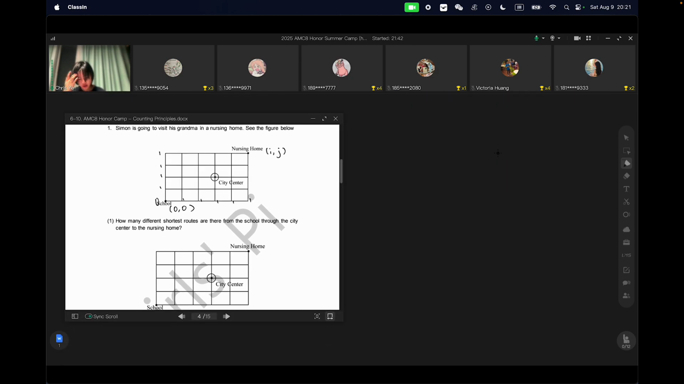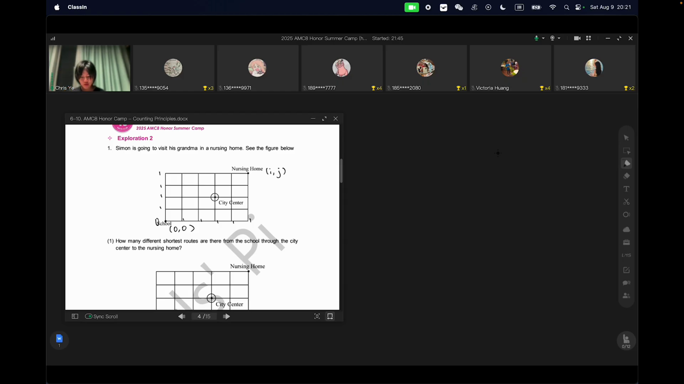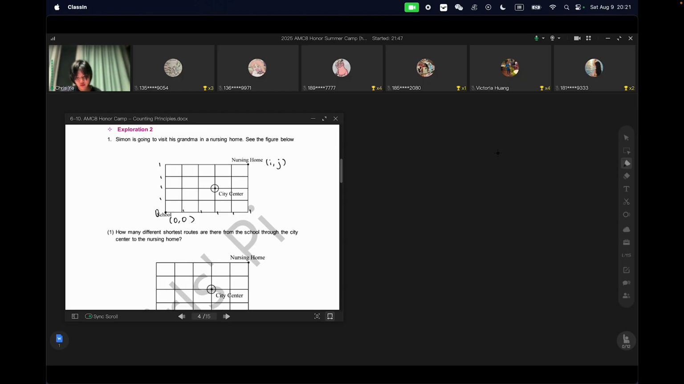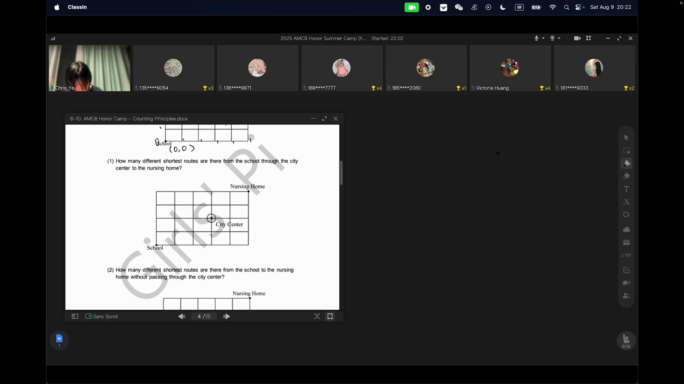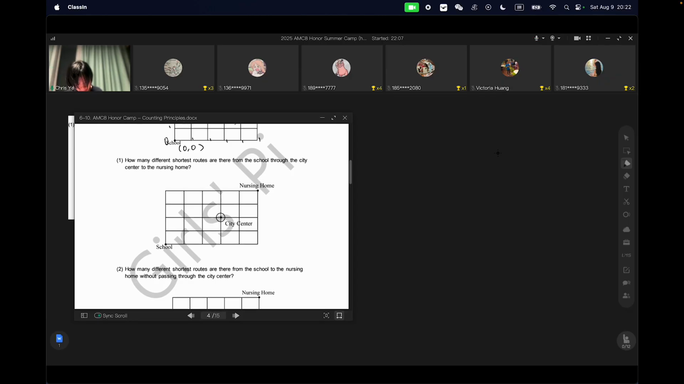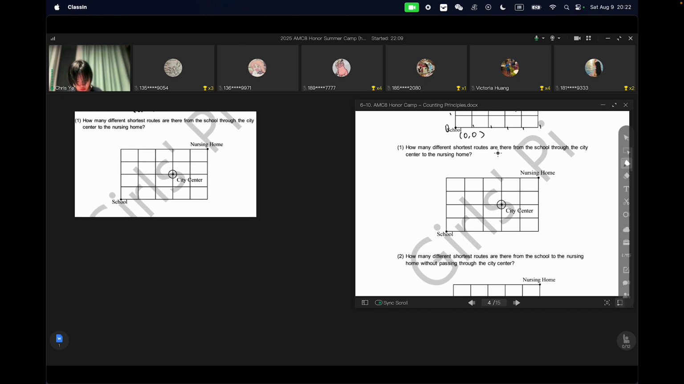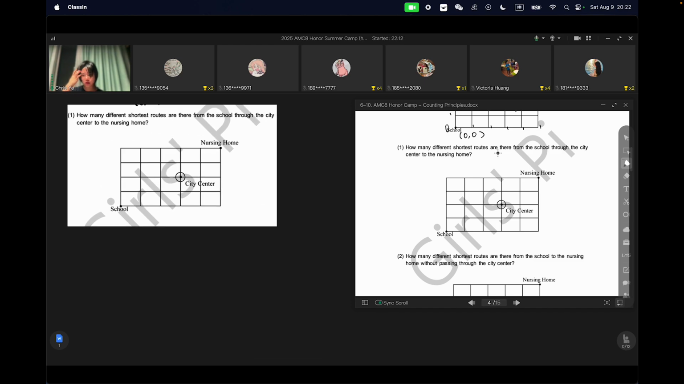So our exploration problem is that Simon is going to visit his grandma in a nursing home using a figure that looks like this. So there's a city center, then a nursing home, and he will start from school. It asks how many different shortest routes are there from the school to the city center to the nursing home. So firstly, let's just take it out. This means that Simon needs to go to the city center first, then go to the nursing home.